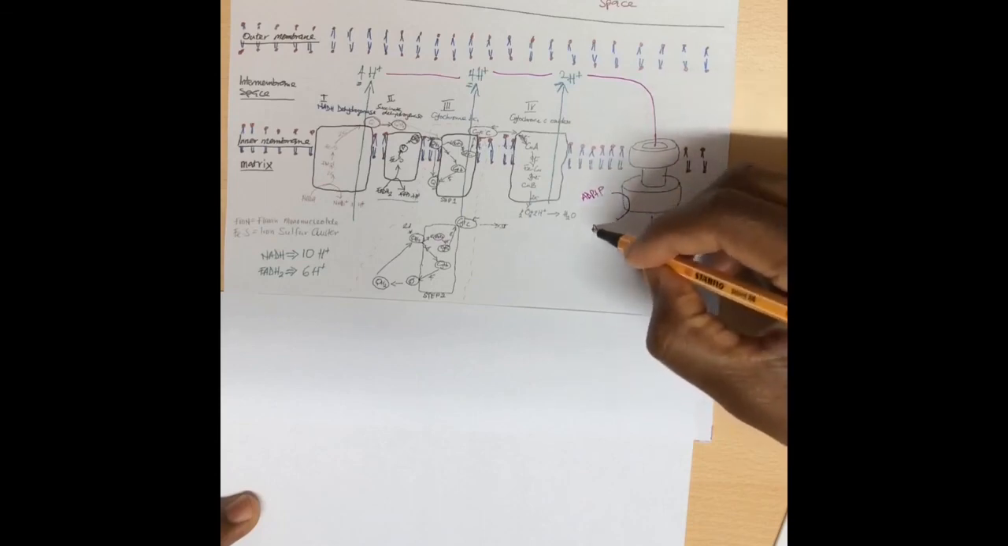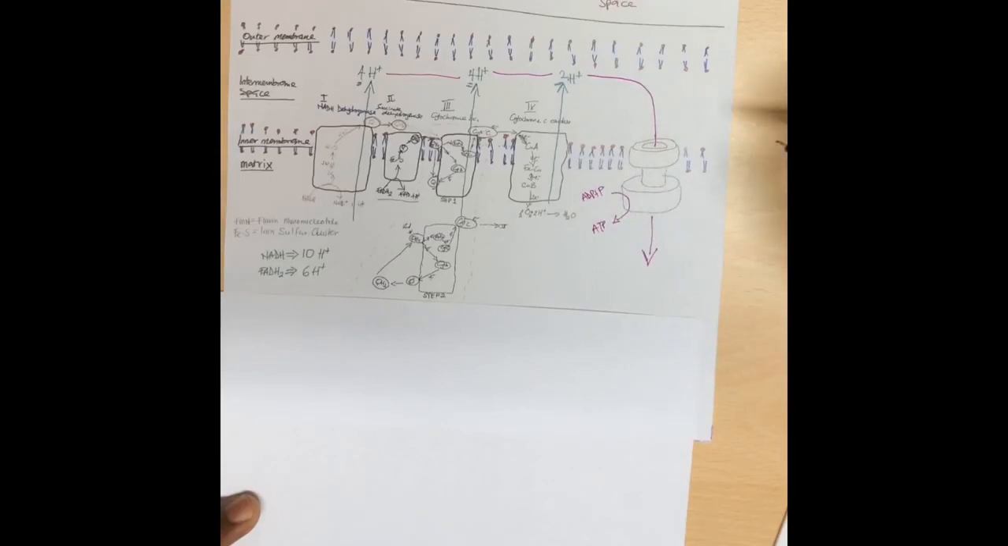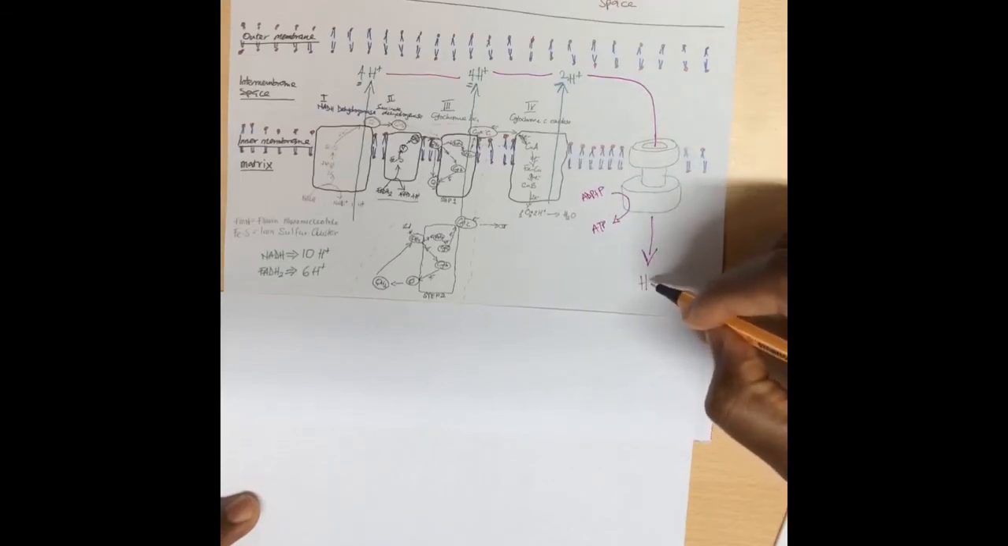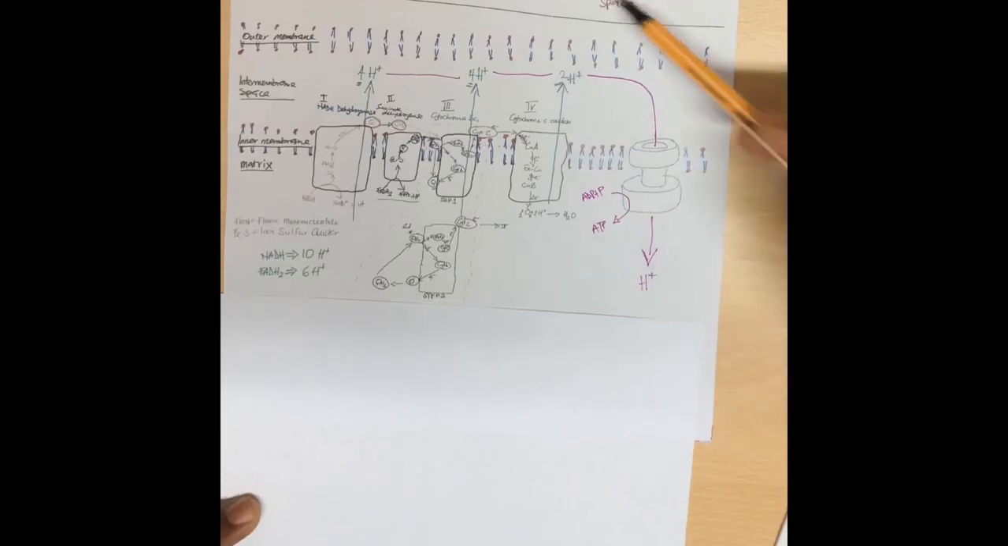Okay, and so that is an overview of what happens during the electron transport chain and the oxidative phosphorylation process. Now onto the details of exactly what happens during these steps.